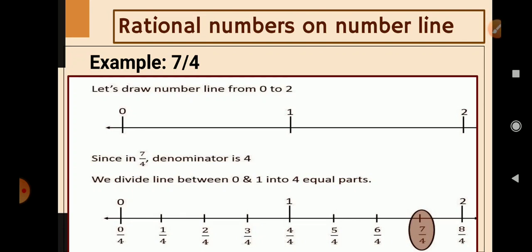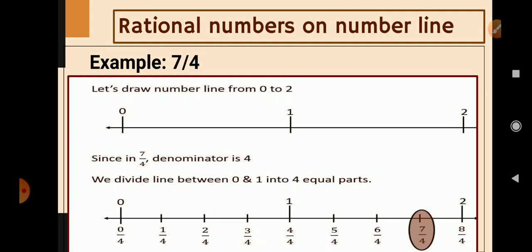So next, rational numbers on the number line. For example, let me take 7 by 4. Let's draw. As you all know, on the number line we start from 0. If it is negative, we go to the left-hand side. If it is positive, it goes to the right-hand side. So here 7 by 4 is positive, so let us move to the right-hand side. As usual, we draw 0, 1, 2, 3, 4, 5, and so on.